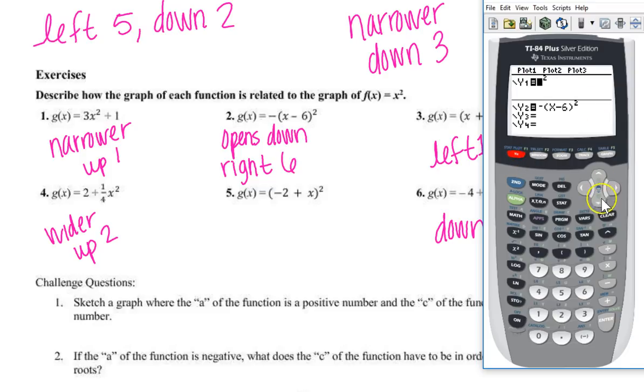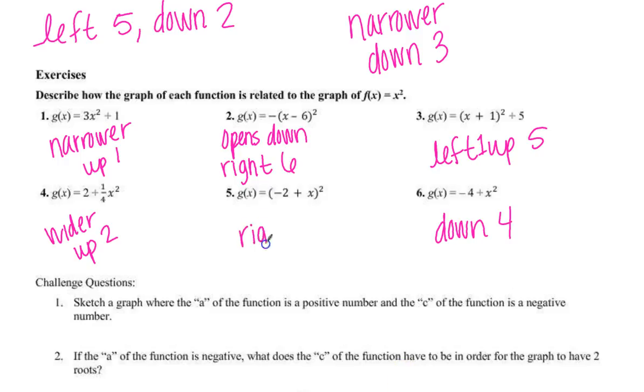Number 5, same thing here. So parentheses, -2 plus x, close it, squared, like that. So when I graph that, there's my original, and there's my new. So I can tell it didn't move up or down at all. It looks the same width, but it did move right. So it moved right 2. That's all that happened. And guys, that's really all we're going to be doing today, just graphing and checking. Okay? But some of them get a little more complicated.